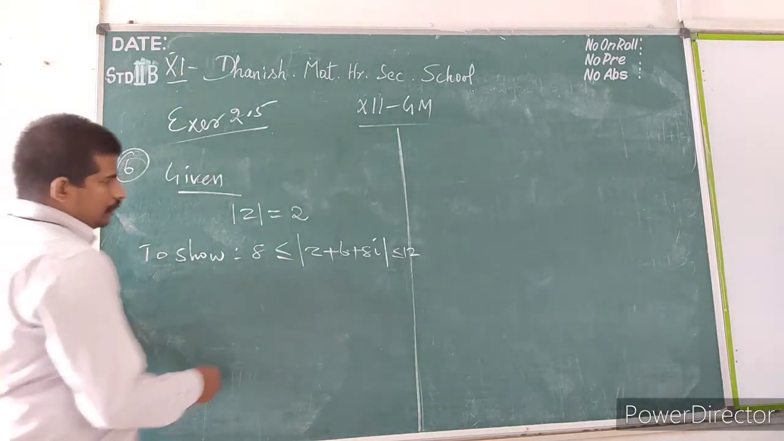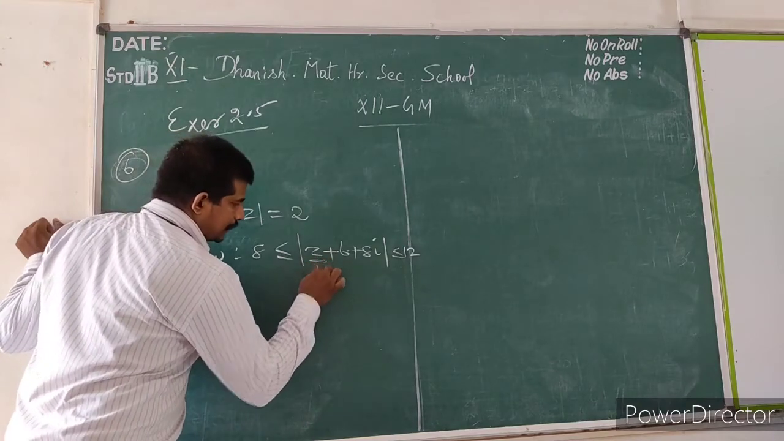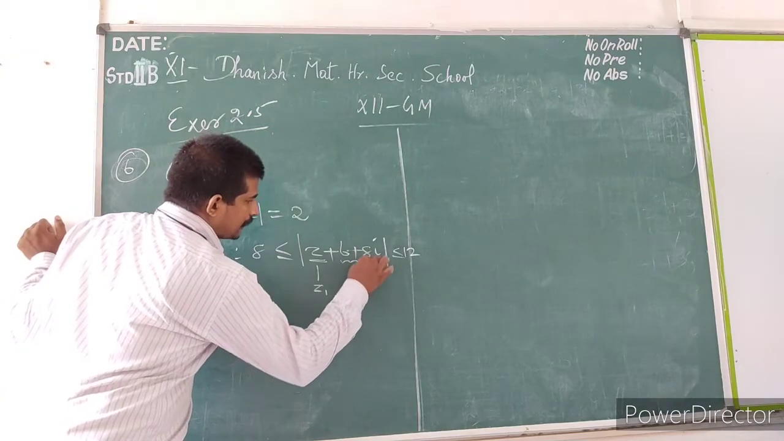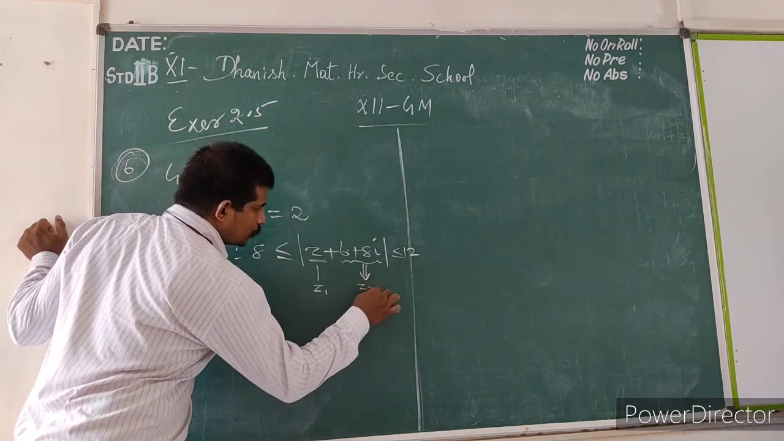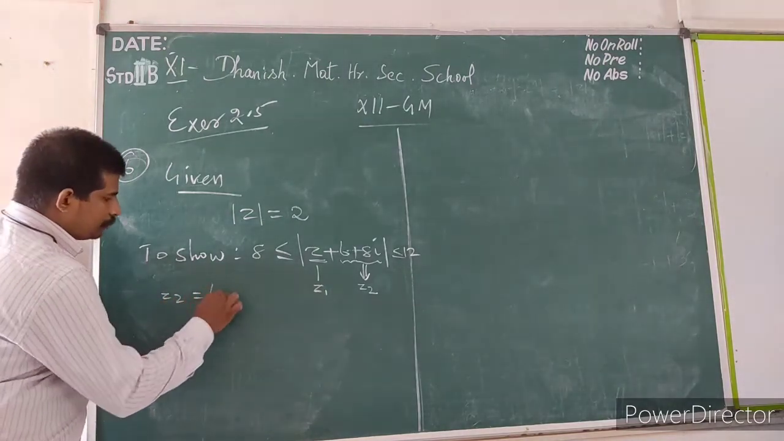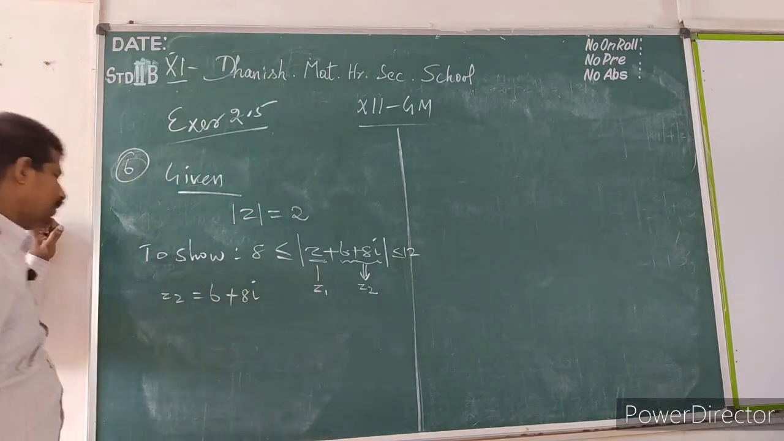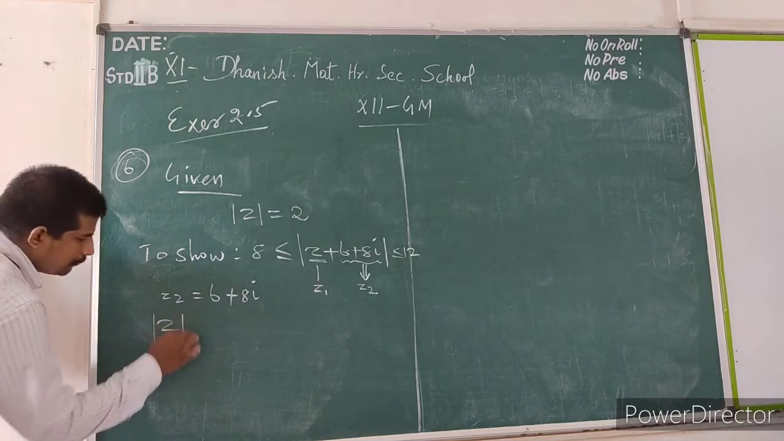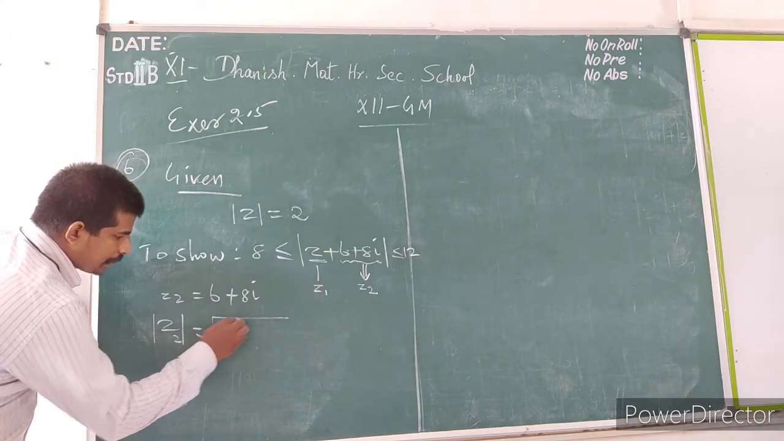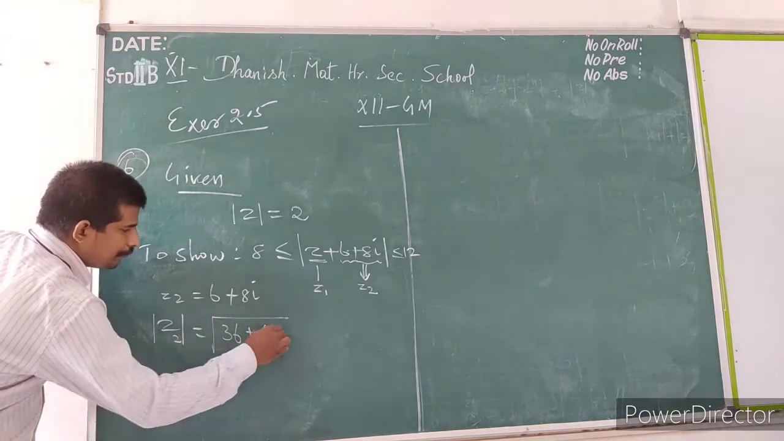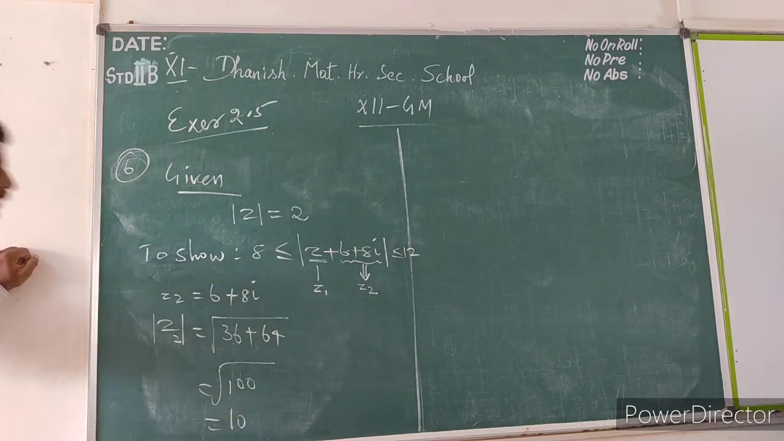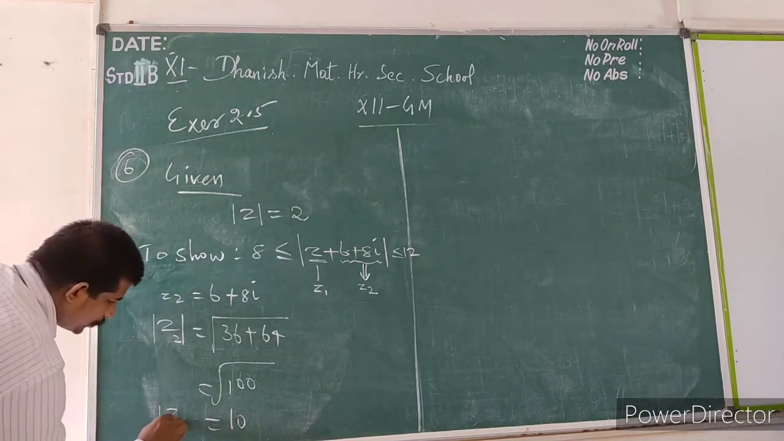Here I'm going to take this z as z1. I'm going to take the remaining part as z2. See, z2 equal to 6 plus 8i. Now I'm going to find the modulus for this. Modulus z2 equal to root of 6 square, real part square, 36, plus 8 square, 64. This is root 100, that is 10. So modulus z2 equal to 10.